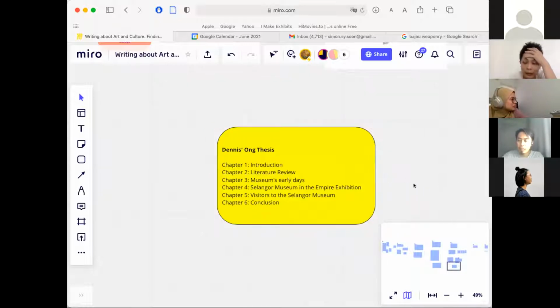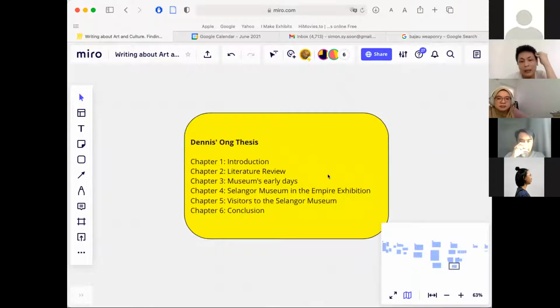Okay. Is this roughly your structure? Yeah, it's correct. Okay. So can you maybe tell us what is the main challenge you face? You said that you will be retracting back to the 19th century in chapter 5.